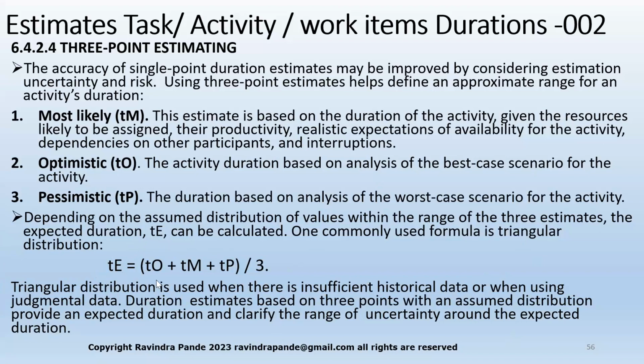The triangular distribution is used whenever there is insufficient historical data. Our first two estimation thought processes are based on historical data. But if you're doing something for the first time, how do you plan your project? So you plan your project with these 3-point estimates. So the triangular distribution is used when there is insufficient historical data, or when using judgmental data. Duration estimates based on 3-point with an assumed distribution provide an expected duration and clarify the range of uncertainty around the expected duration.